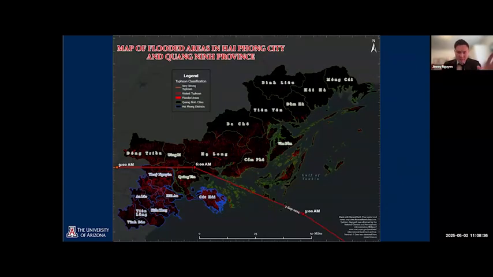Here is the final product. This map presents the results of my flood impact analysis. It shows the areas where flooding occurred highlighted in red. And what's important is, as we see the initial landfall at 6 a.m., notice that it's the southwestern region of Quang Ninh Province highlighted in green that was severely impacted, whereas all the districts in Haiphong City were severely impacted.